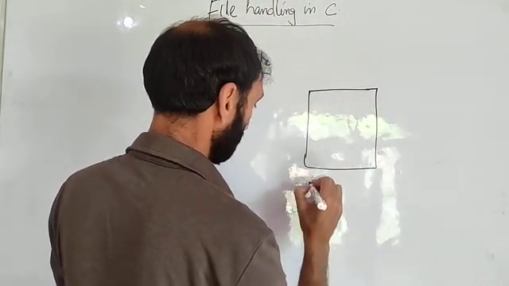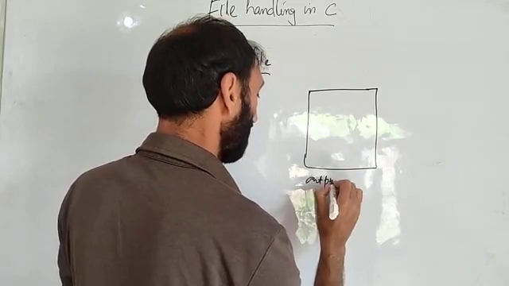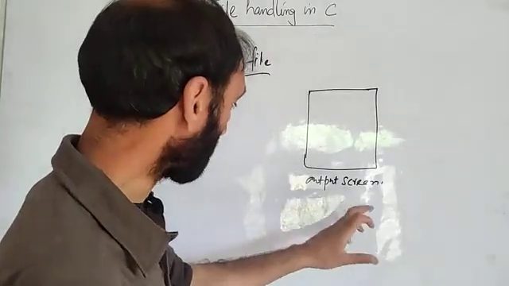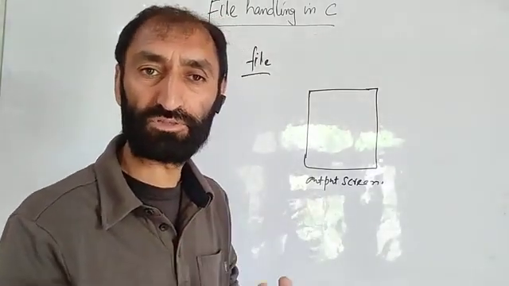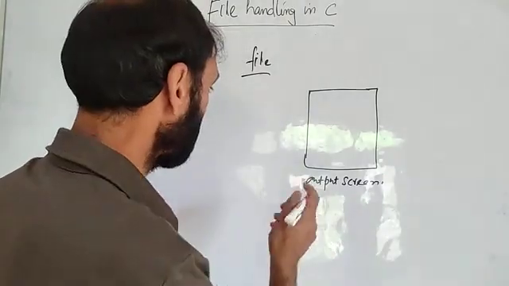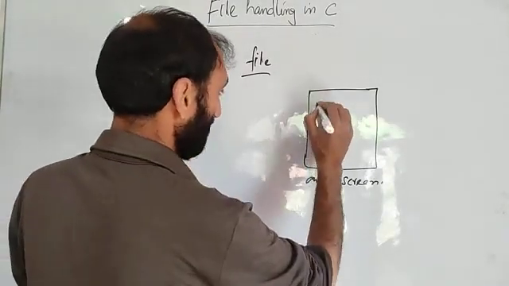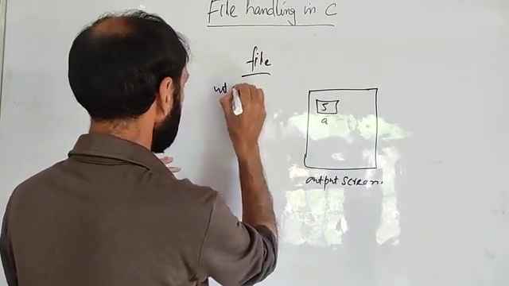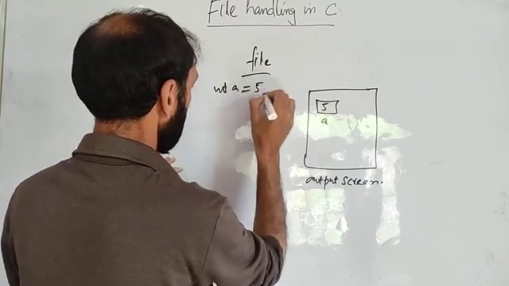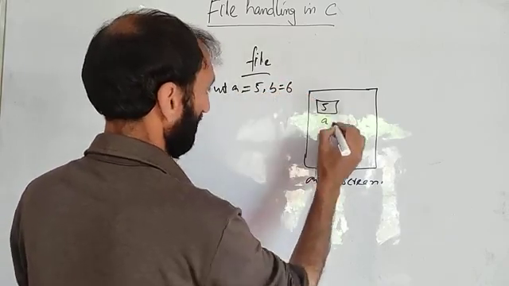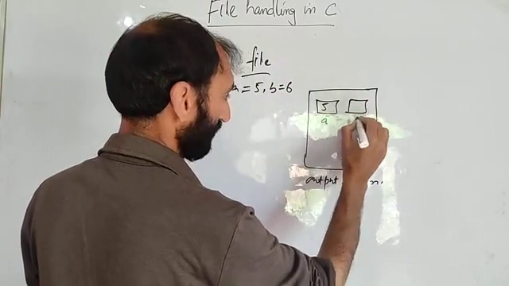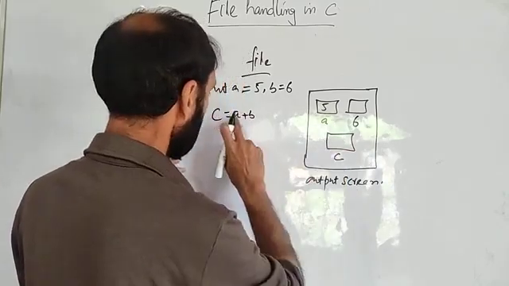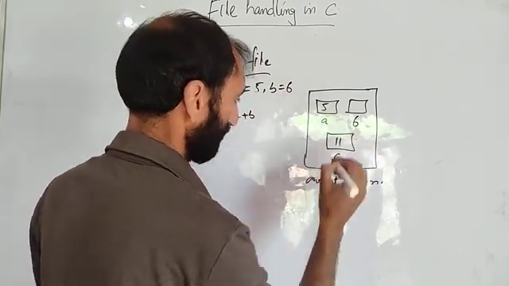This is our console, or we can say output screen. This is our console output, and we want to print the addition of two numbers. For example, in the output screen we write two variables: int a equal to 5, another variable b equal to 6, and c equal to a plus b. That means c is another variable, a plus b, that means 5 plus 6 equal to 11.